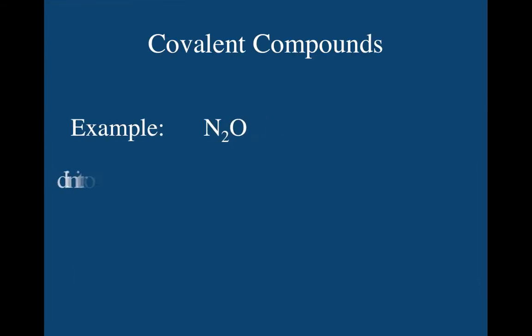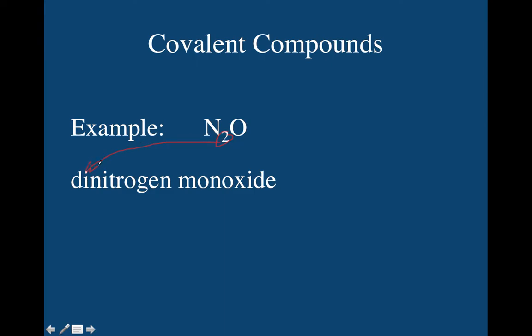N2O, dinitrogen monoxide. So the nitrogen came here. This 2 is the di right here. And then here's the oxygen, the oxide. It has a 1 that we didn't bother writing down, but we have to put in the mono for the 1.